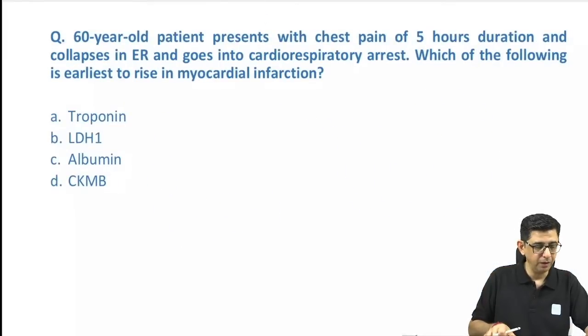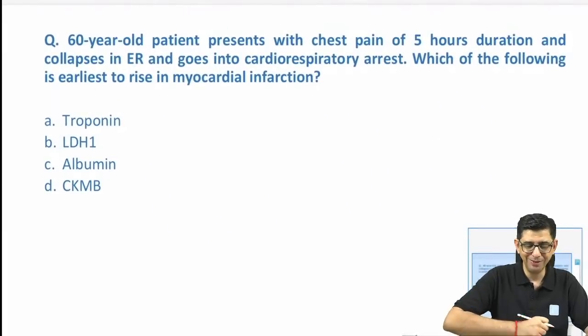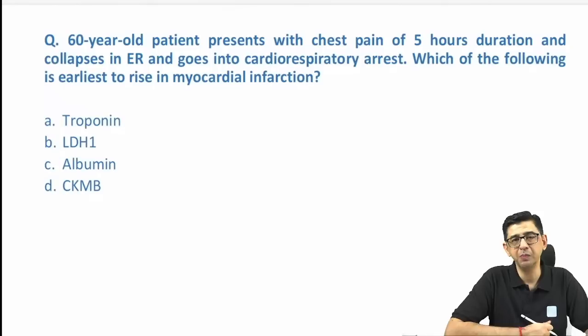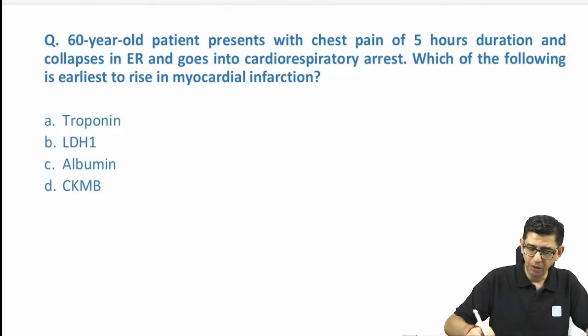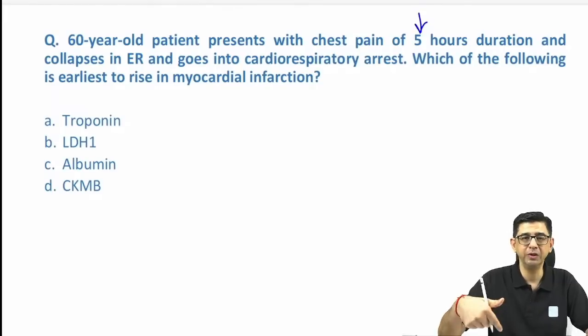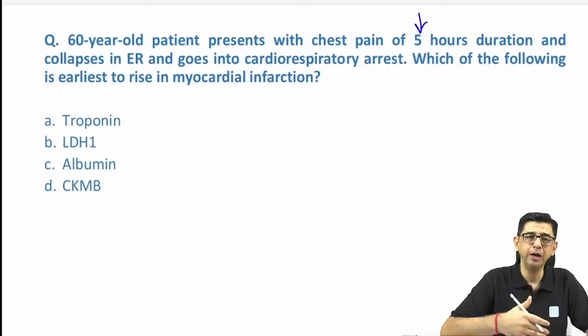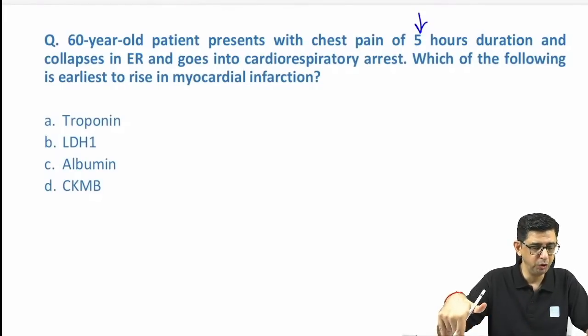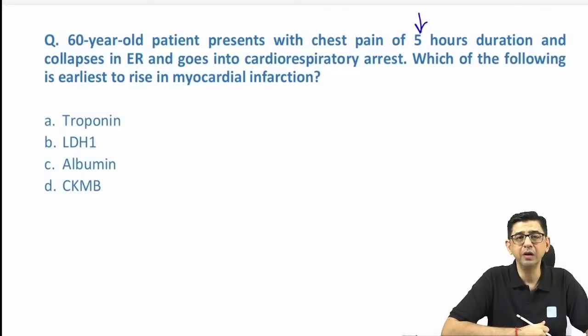Okay. Moving to the next one, he said a 60-year-old patient presents with chest pain of 5 hours duration and he collapses in the emergency room. I hope it was 5 hours only. And let me know in the comment box whether it was 5 hours. And then he collapses in the emergency room and goes into a cardiorespiratory arrest.